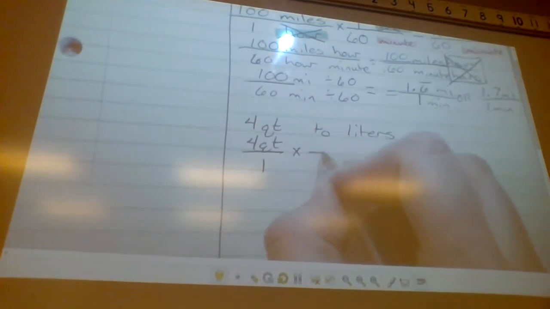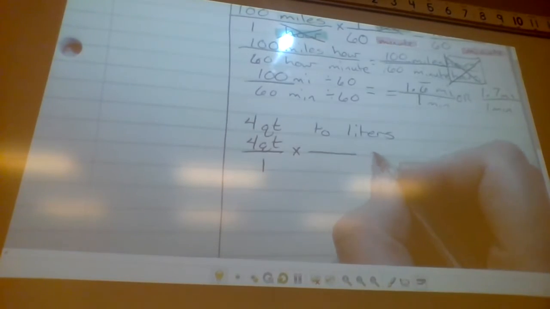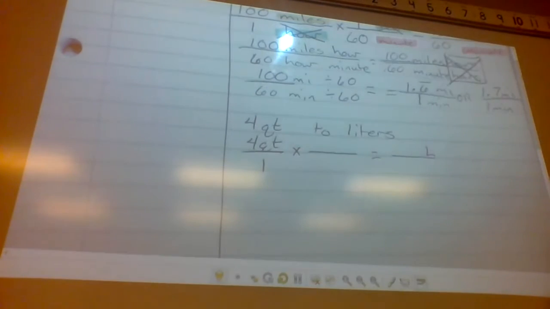Times something to equal liters, basically. Liters over what? 4 times that. Well, actually, it'll be over nothing. It'll be over nothing. We don't have a label for it.